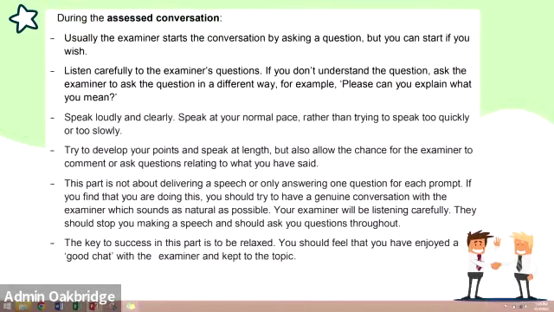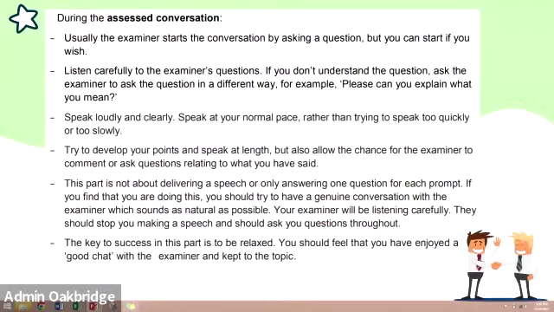Now, some tips for during your assessed conversation. Usually it is the examiner who starts the conversation by asking a question. But if you think that you want to start the conversation, you may. You are allowed to start the conversation, but usually it is the examiner who starts it.